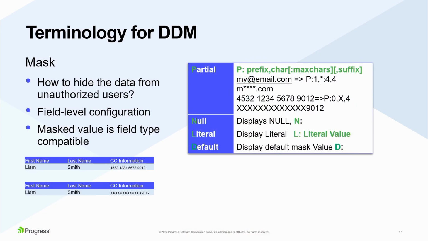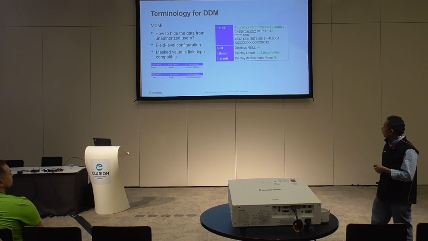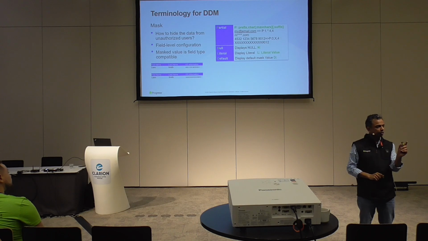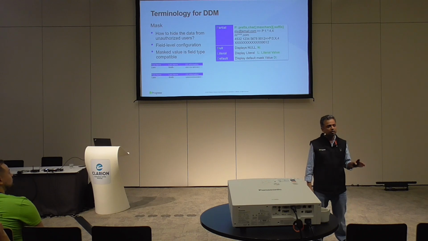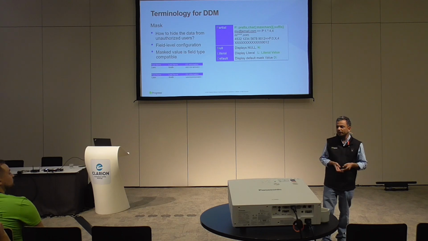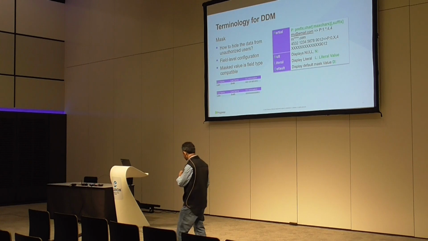Now in 12.8, we have introduced 4 types of masking. These 3 are very easy. A null mask: whatever value your field has, that value is replaced with the null value. Literal mask: in this case, whatever literal value you provide, the field value will be replaced by that literal value. And the third is the default mask. Each data type has its default mask assigned to it. So if I have a numeric data type, I have a default value of 0. If I have a character data type, then I have a default masking value of 4 x's. So that's the easy part.